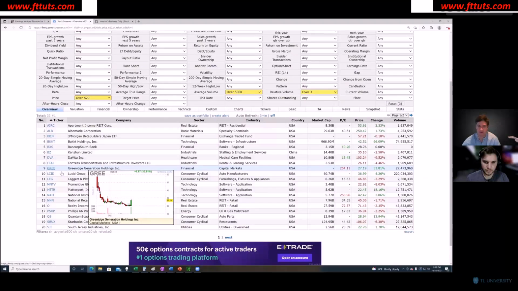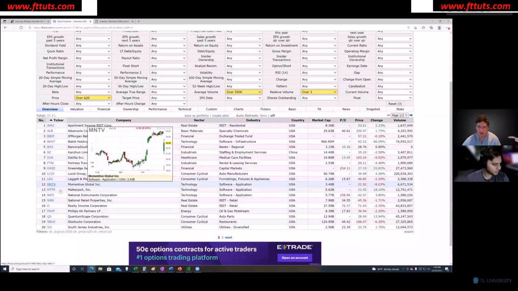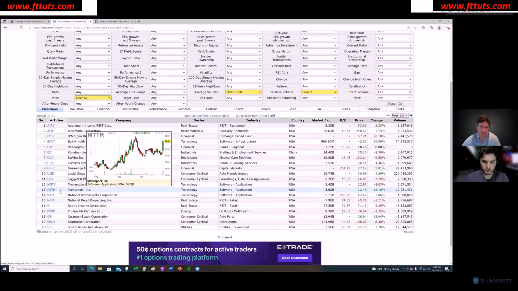Whereas Lucid is something that maybe you write down because it's got an interesting story. I think they're supposed to start delivering vehicles today. And if it were to consolidate, this is something that could be attractive. So I would write this one down. And then I just keep going through. MTTR looks very attractive. I really like the weekly on this. I tried trading it last week and I totally screwed it up, only to watch it rip higher, which really sucked. But this is something that would stand out to me, right? We've got the big green volume moving higher.